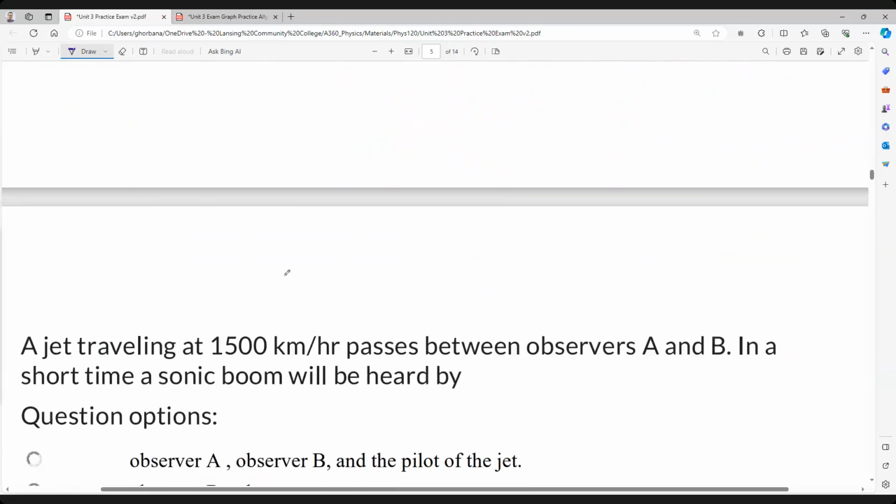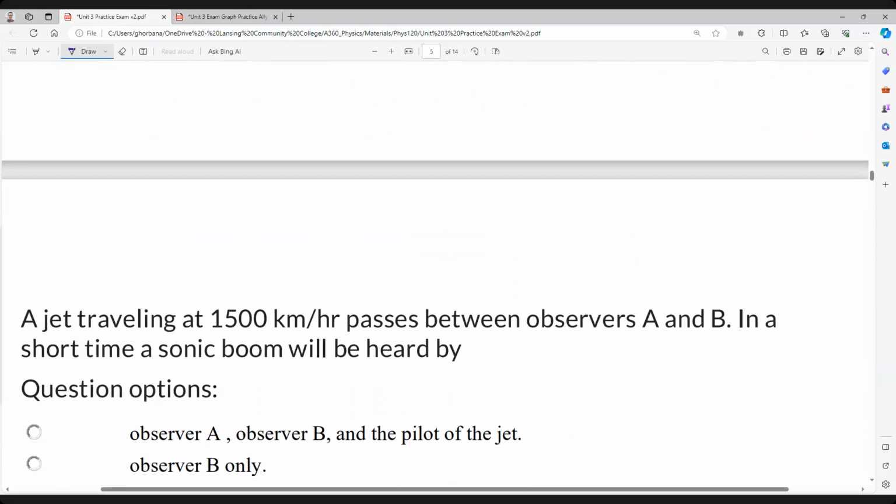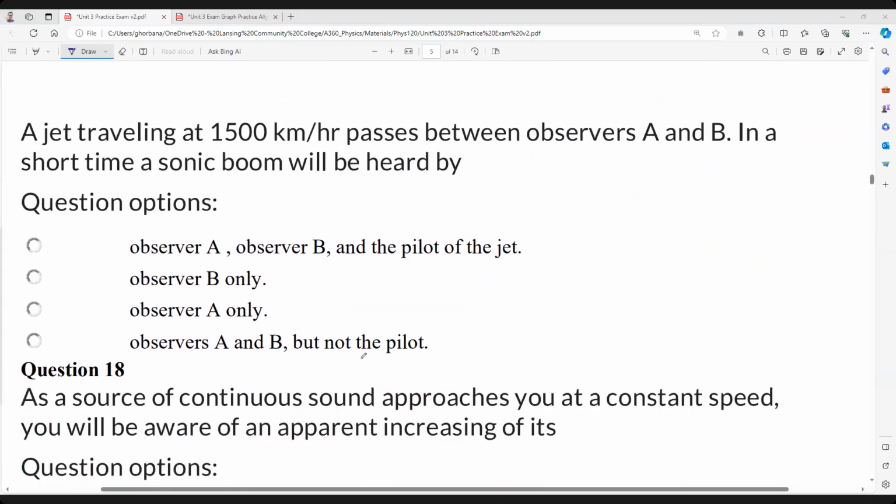Okay, so question number 17. A jet traveling at 1500 kilometers per hour passes between observer A and observer B. In a short time, a sonic boom will be heard.